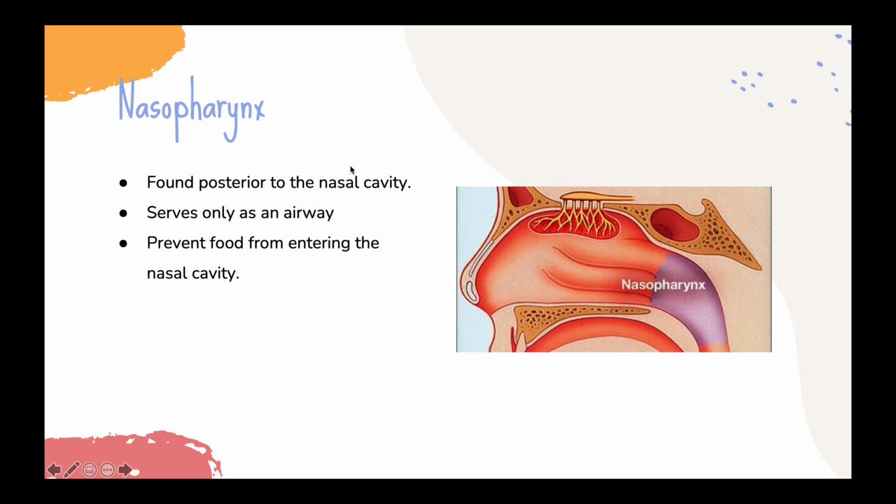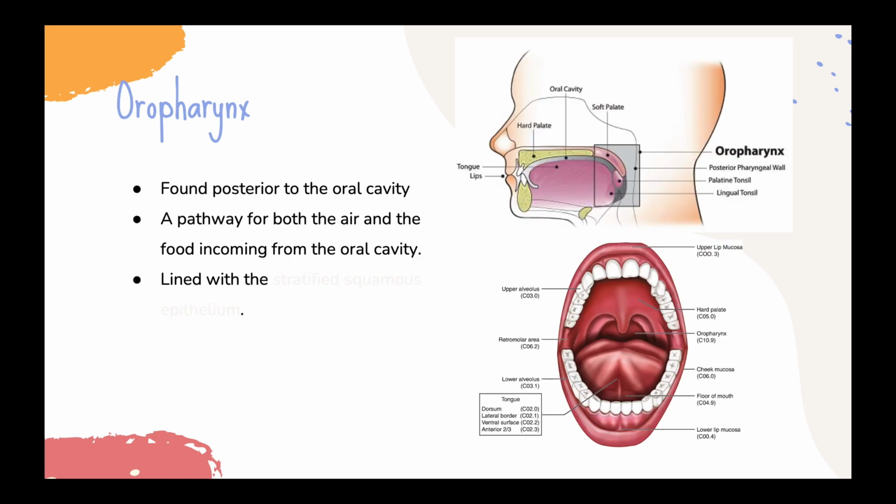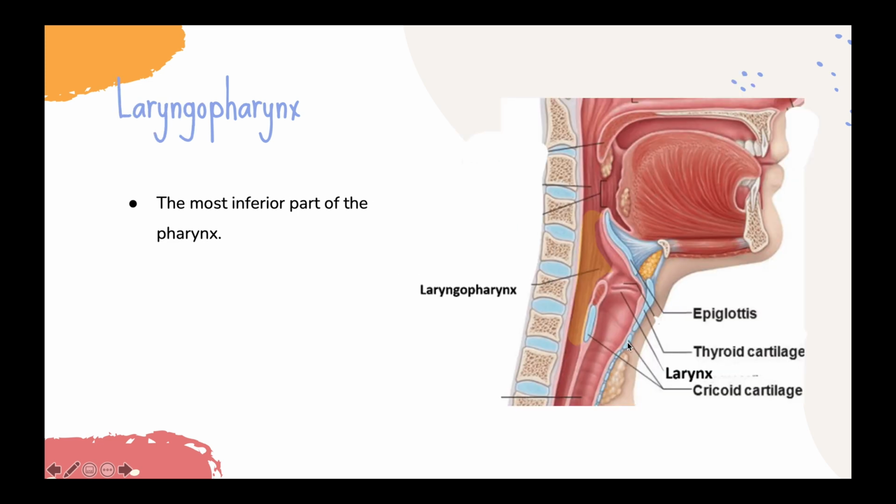So this is the nasopharynx. It is found posterior to the nasal cavity, serves only as an airway, and prevents food from entering the nasal cavity. The next one is the oropharynx. Found posterior to the oral cavity, it is a pathway for both the air and the food incoming from the oral cavity, lined with stratified squamous epithelium. And this is the oropharynx. The next one is the laryngopharynx. It's the most inferior part of the pharynx.